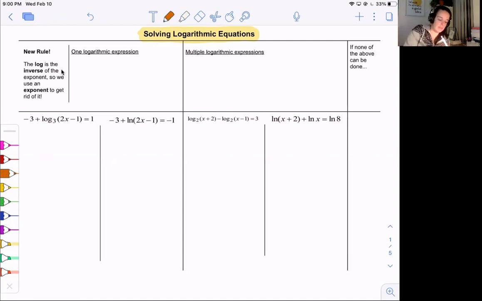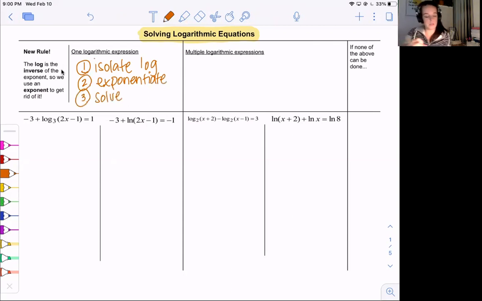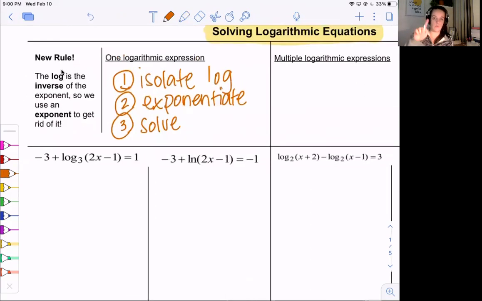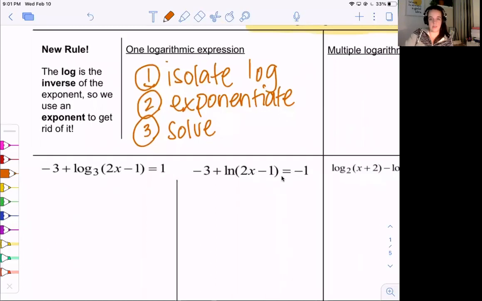So the steps are like this. Number one, the first thing we're going to do is isolate the log. Then we're going to get rid of it by exponentiating. I don't know if that's a real word, I might have made that up. And then number three is we're going to solve it. So those are the three steps that we're going to follow, and this is particularly for when there is one logarithm in the problem.